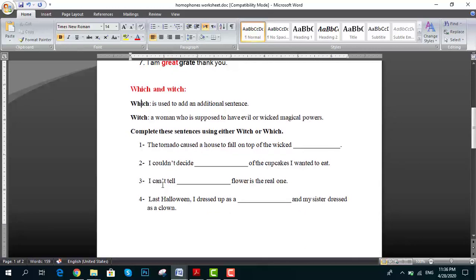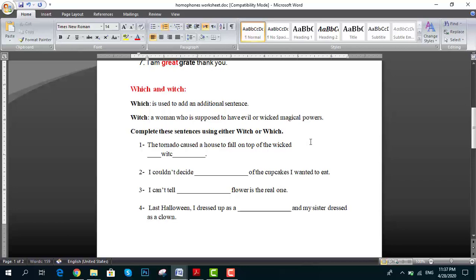So we have four sentences. We should add the suitable one. Which one? This one or this one? So the tornado caused a house to fall on top of the wicked. All of the time, just remember this: after the adjective wicked, it means the evil. So here we should add witch, the woman who's supposed to have evil or wicked magical powers. I'm talking here about the bad or the evil woman. So wicked is all of the time an adjective that is followed by this word, witch.